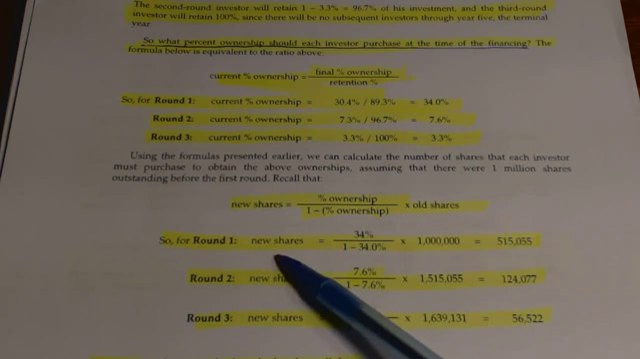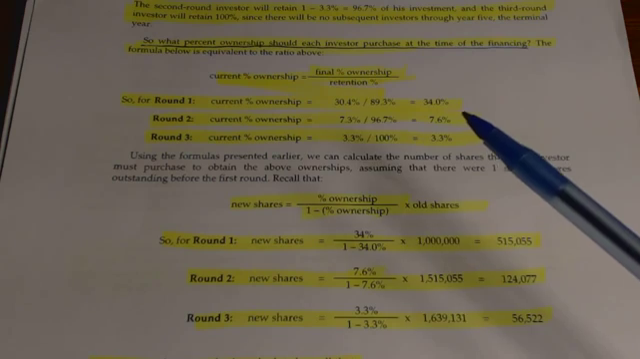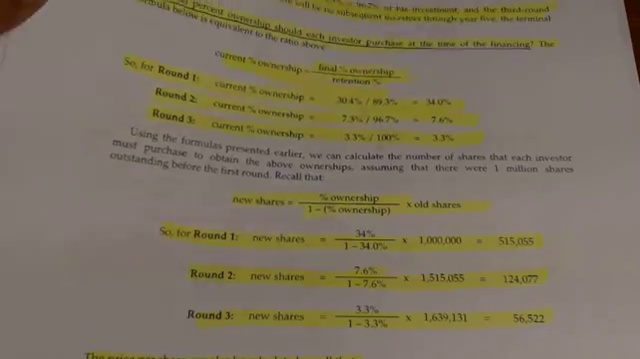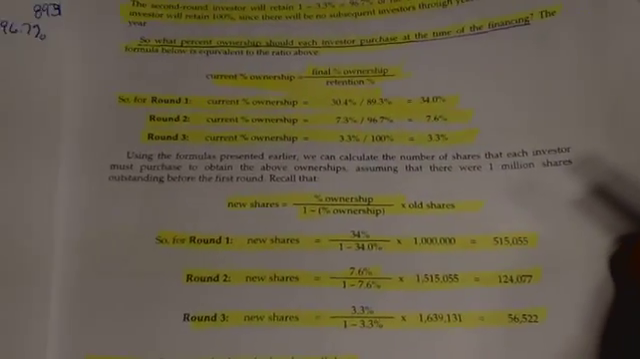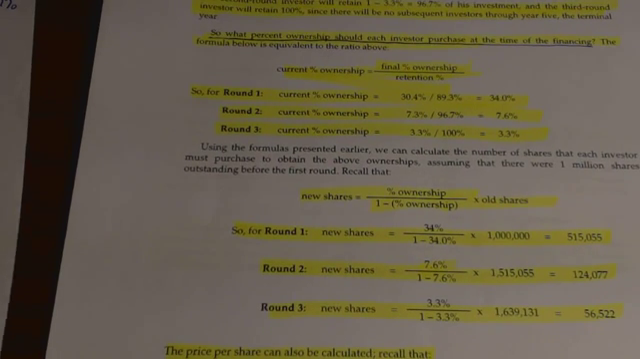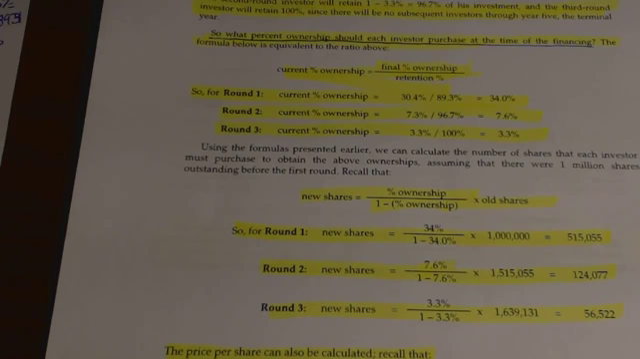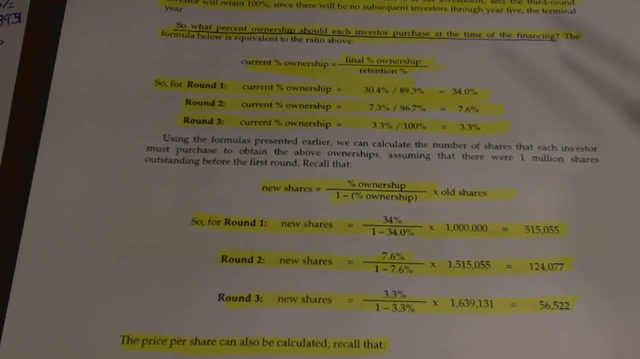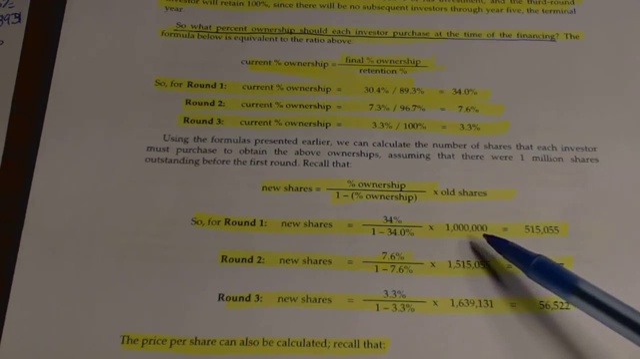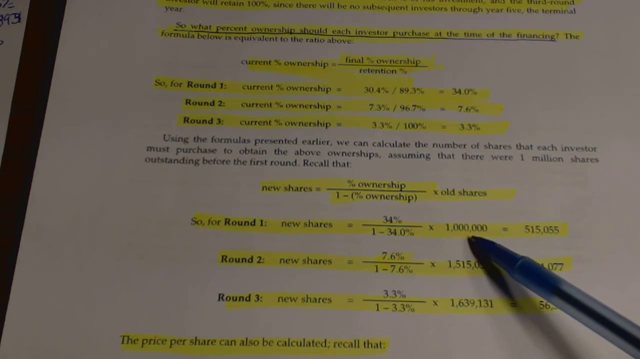Okay? So for round 1, for instance, I think the old ownership was 1 million shares. The people that originally owned the company, the founders, had 1 million shares. These were the founder shares. So that's the old number of shares.